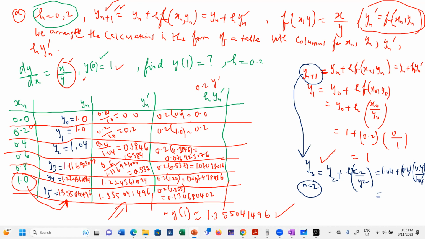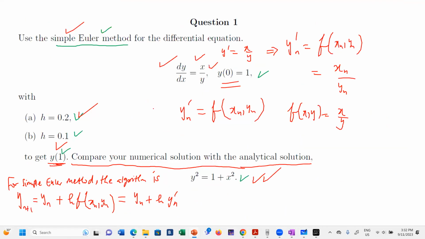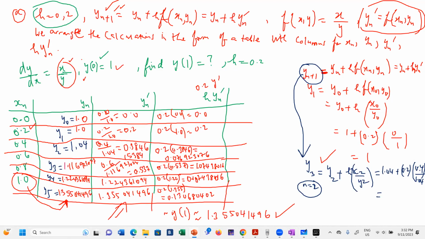Using the simple Euler method, what is the solution? It is the y value. What is the y value? Right, it's the y value we got there. Okay, it's fine. Which is this one? This one is the one using Euler.